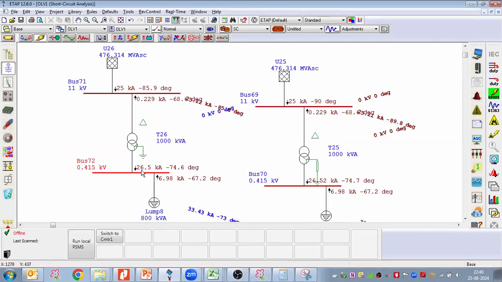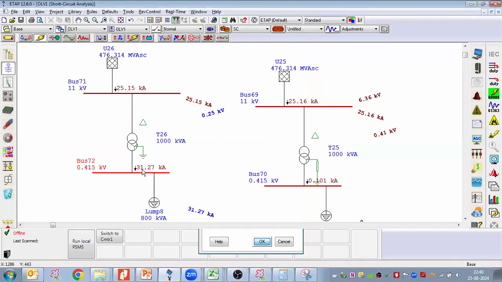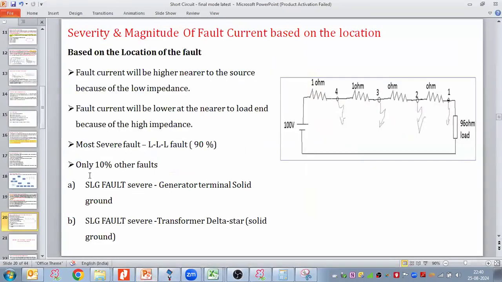Clear, sir? Yes. So here the three-phase fault is 26, and the single phase fault is 31. So in 10% of cases, the line to ground fault could be higher than the triple line fault in a transformer delta-star solidly grounded system, and the same with a generator solidly grounded. Okay, so I have discussed the basics of short circuit so far.